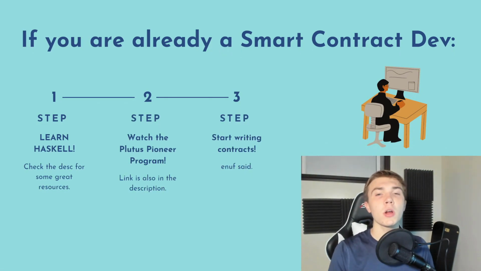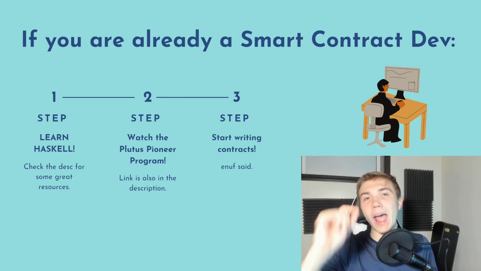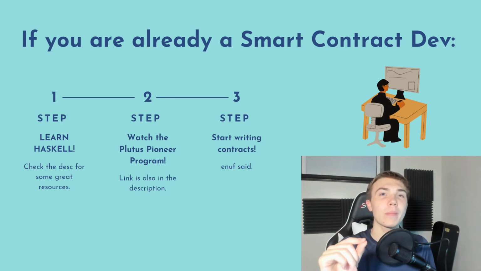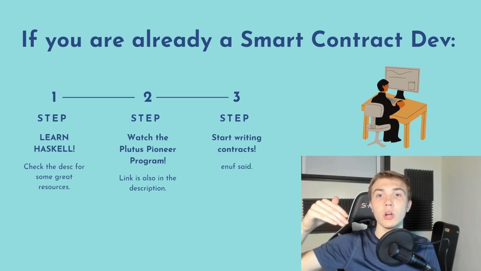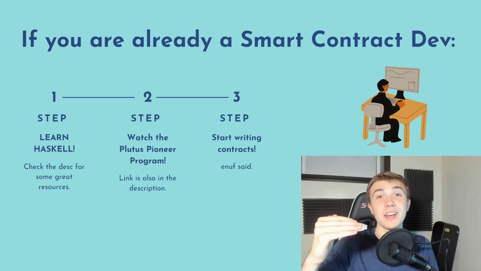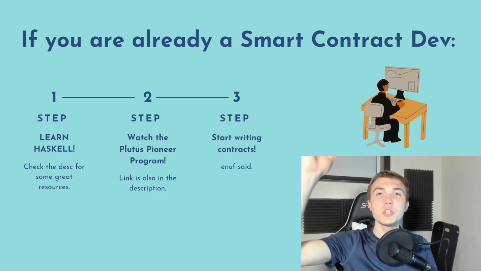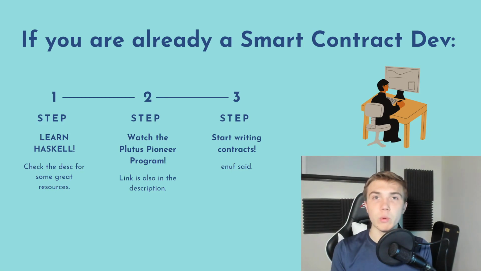If you're already a smart contract developer, step one for me is to learn Haskell. Haskell is a functional programming language, and it's actually what Cardano is built upon. And Plutus, which is the smart contract language on Cardano, is a subset of Haskell. So if you don't understand Haskell, you're going to have a kind of impossible time learning Plutus. So that's the first step. If you check the description, I have some great free resources I prepared for you guys to check out. These are books that I've personally read, also some videos that I've personally watched to learn Haskell.